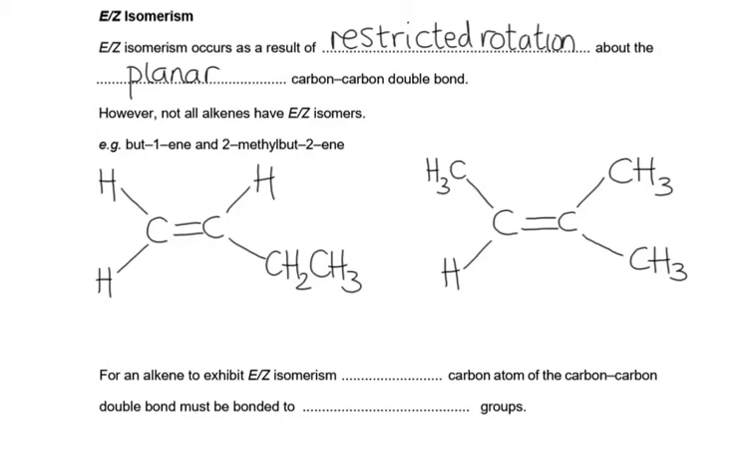I like to draw, when thinking about EZ isomerism, the trigonal planar shape around the double bond so that I can see the structure and the arrangement in space. If you don't draw like this, you won't be able to see the arrangement in space, and therefore you won't really be able to see the EZ isomerism. Now, why don't these two have EZ isomerism? Well, it's all because one of these two carbons in the double bond does not have two different groups.